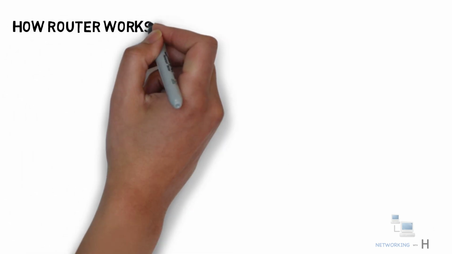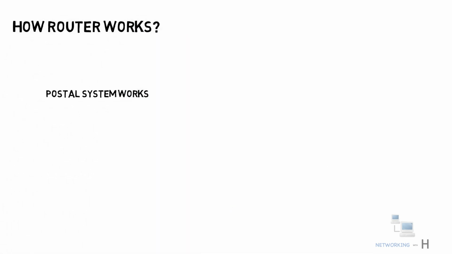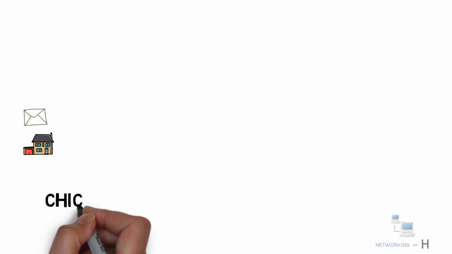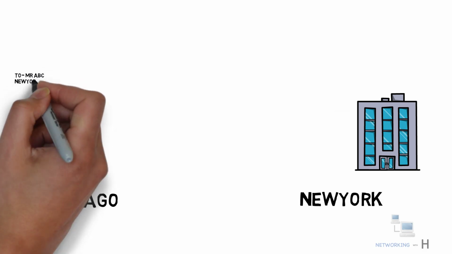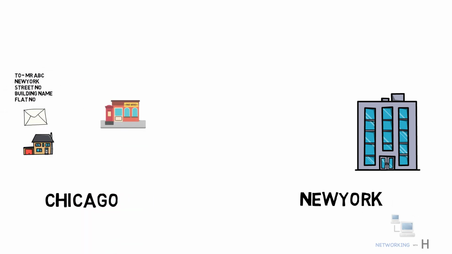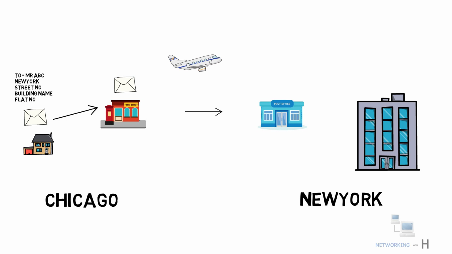Let's see how the router works. To understand how the router works, let's start with an example of how the post office system works. If a person wants to send a postcard to Mr. ABC from Chicago to New York, he needs to write the destination postal address of New York on the envelope. If such an envelope gets to the Chicago post office, it is checked against the destination postal address and forwarded to the New York post office. New York's post office knows where to deliver the envelope based on the destination postal address, which is local to New York.